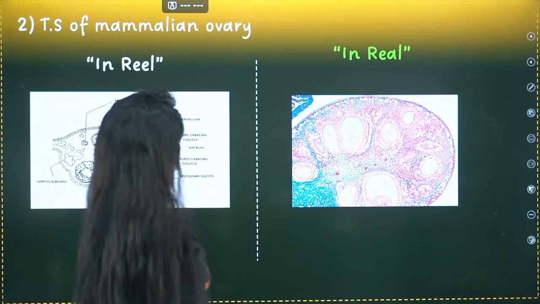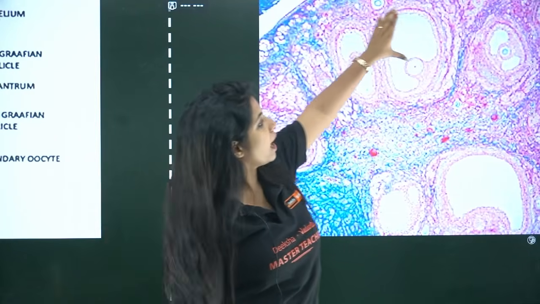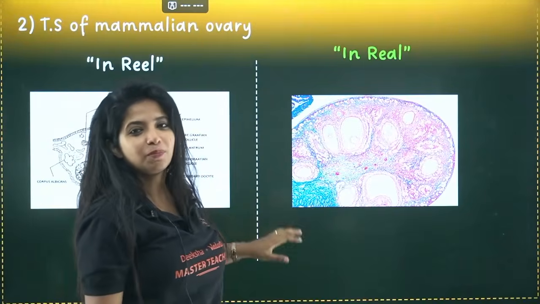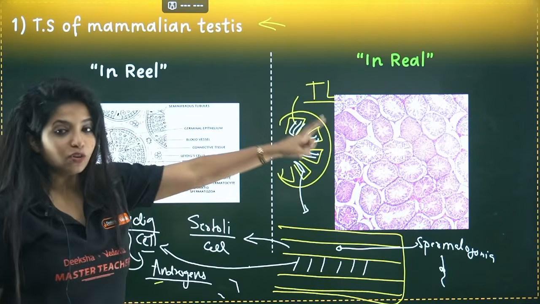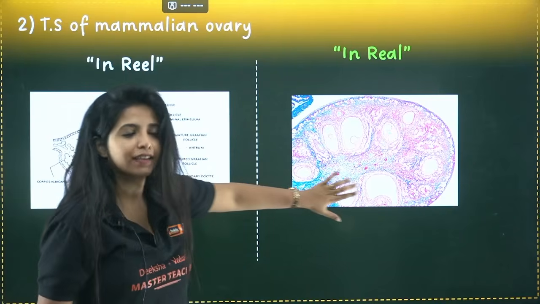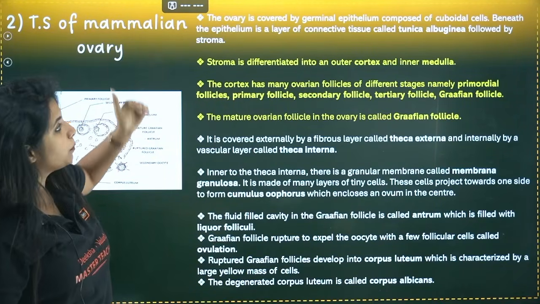Now this picture also looks almost similar. See, in the middle there is nothing. Okay, here you have follicles being seen on the periphery, right? So this would be what? The TS of mammalian ovary. Okay, so here it looks like this. Here it looks like this. You will not get confused. Listen to me carefully. Now, what points can you write?